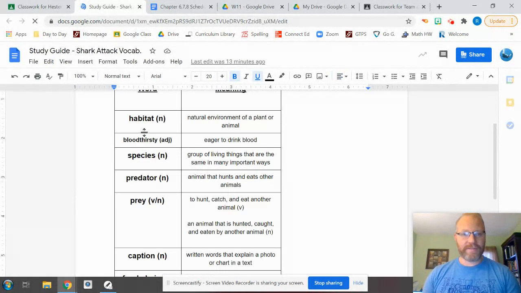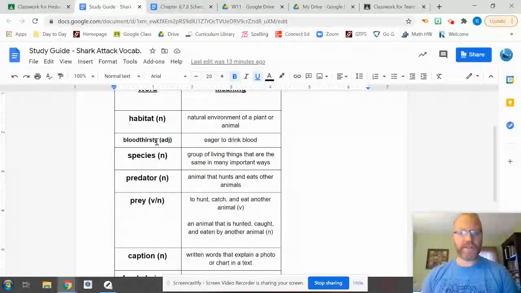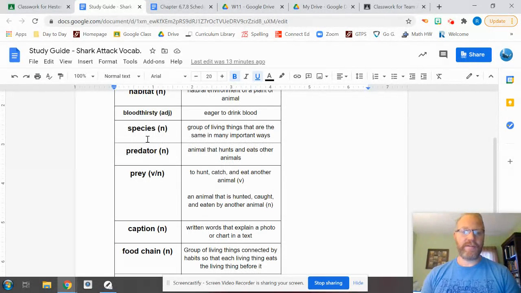So the first word we have is habitat. Habitat is a natural environment of a plant or animal. So it's where the living thing lives. That's its habitat. Next, we have bloodthirsty. Bloodthirsty means eager to drink blood. Next, species, a group of living things that are the same in many important ways. An example of this would be the shark species. The shark species includes all the types of different sharks, but they are all related to each other by being the same species of shark.